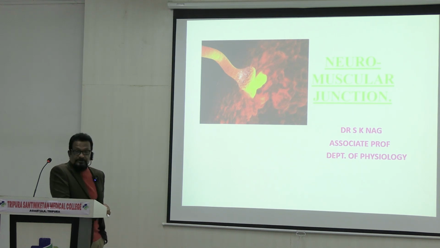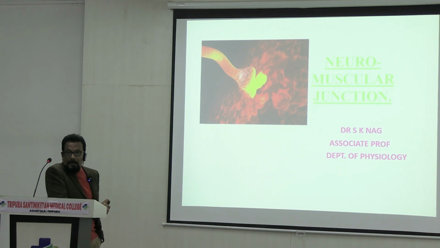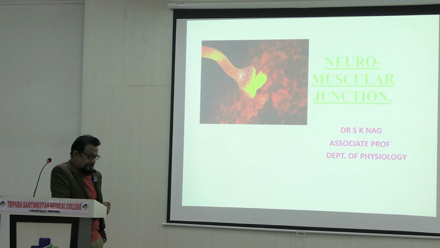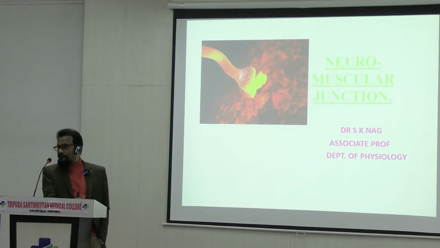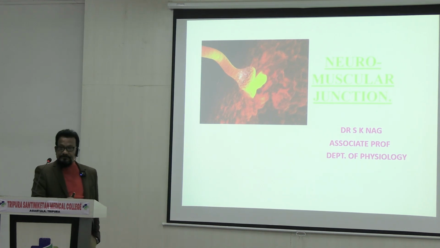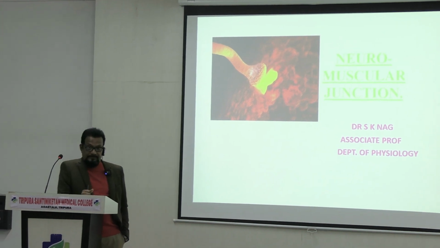The peripheral nervous system again is of two types. One is somatic nervous system, also called voluntary nervous system, and another part is autonomic nervous system, which is again divided into sympathetic and parasympathetic. So with these systems, the nervous system controls our different body functions, controls different movements.